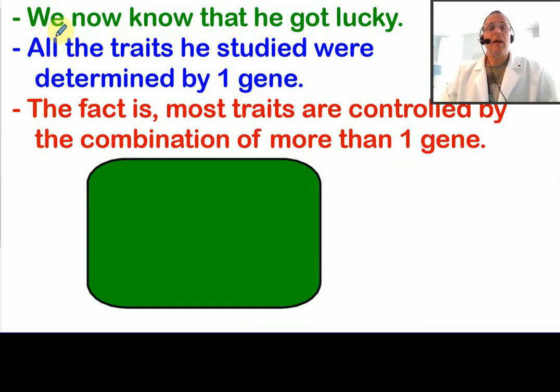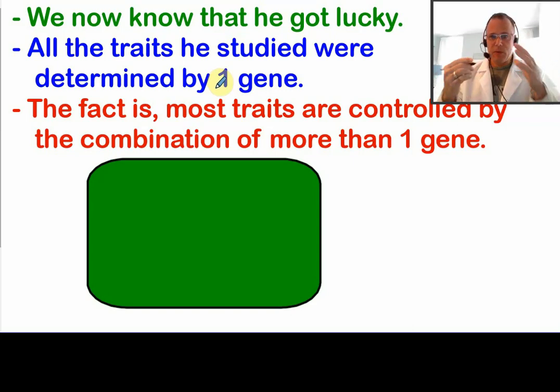So, we now know that Mendel, back to that guy, he actually got extremely lucky because all the traits he studied were determined by one gene. So one gene led to one protein, led to one trait. They were kind of isolated in that fashion. He got very lucky because that's not reality.